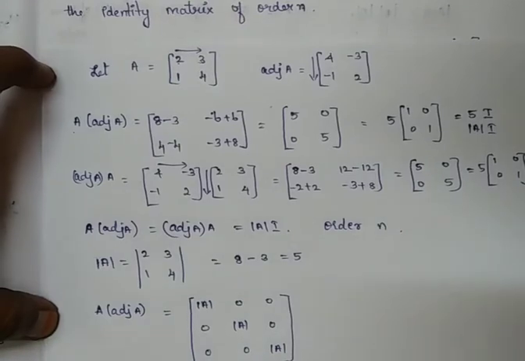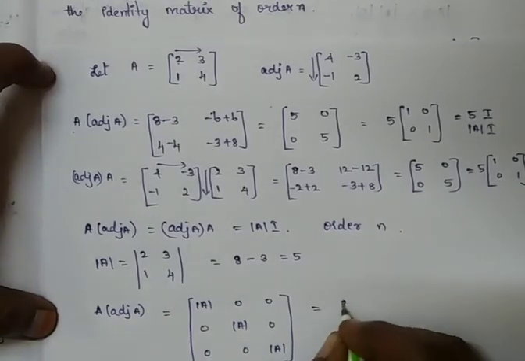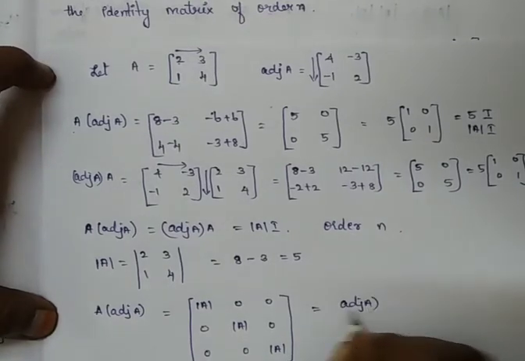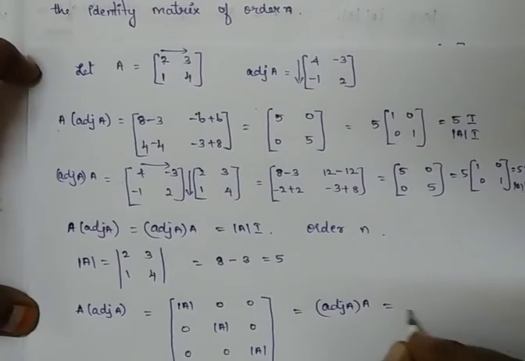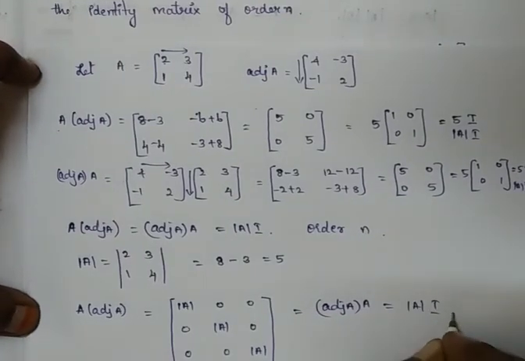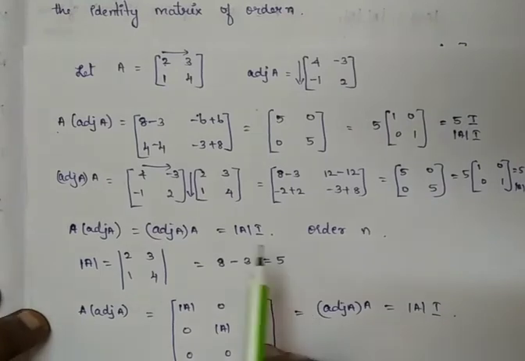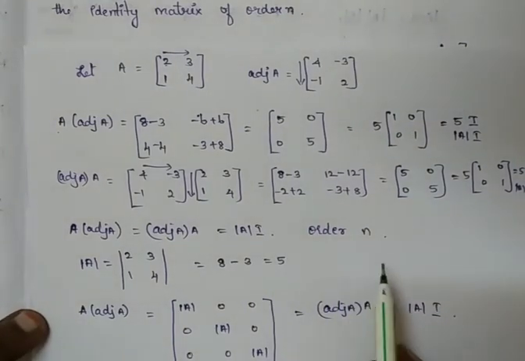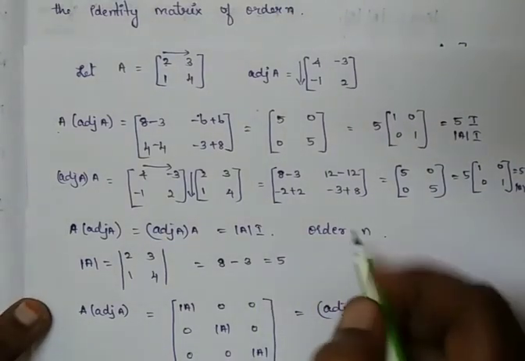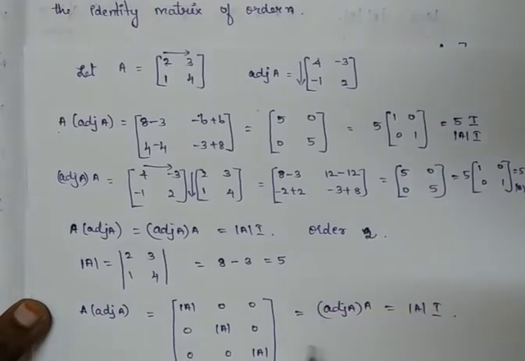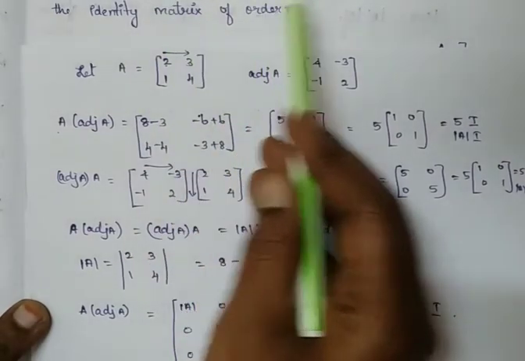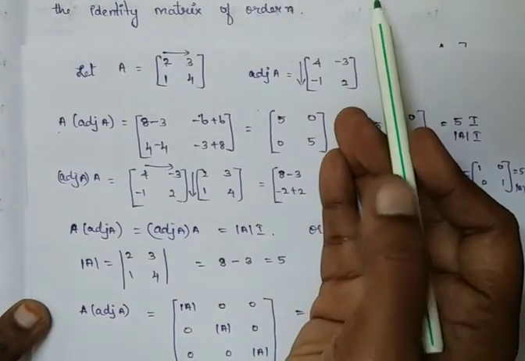Now this will be the case. This is also equal to adjoint of A into A, that is equal to determinant of A into I. Now once it is true for order 2, then it is understood that this is true for all the order n. That is what theorem 1 states here.